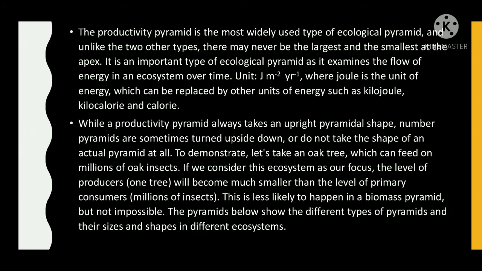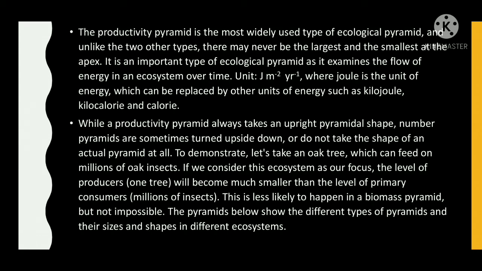The productivity pyramid is the most widely used type of ecological pyramid, and unlike the two other types, it can never be inverted, with the largest level at the base and the smallest at the apex. It is an important type of ecological pyramid as it examines the flow of energy in an ecosystem over time. Its unit is joule per square meter per year, where joule is the unit of energy, which can be replaced by other units of energy such as kilojoule, kilocalorie, calorie, and by gram.